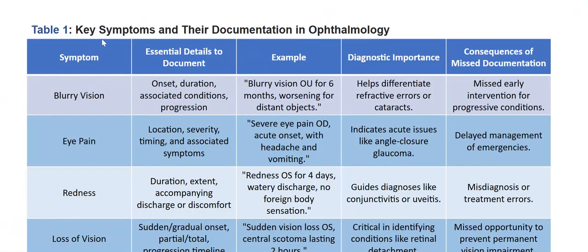Summary tables. Here we have a table on key symptoms and their documentation in ophthalmology. Symptom, essential details to document, example, diagnostic importance, consequences of missed documentation. Symptoms: we have blurry vision, eye pain, redness, loss of vision, photophobia.